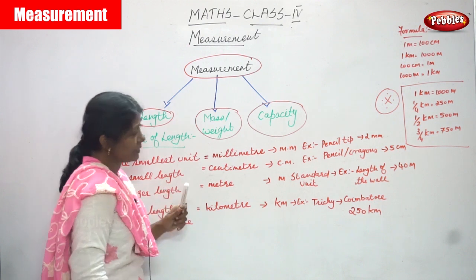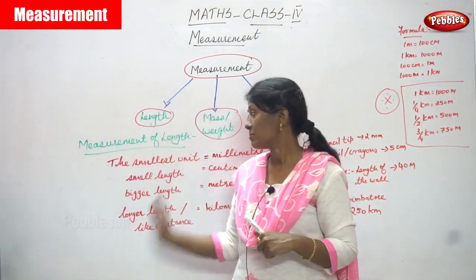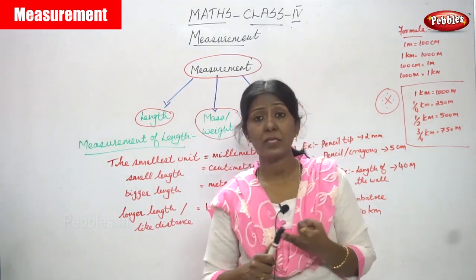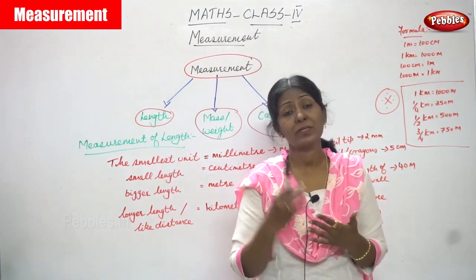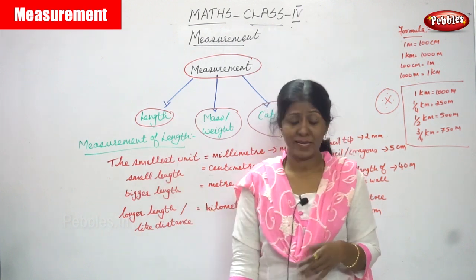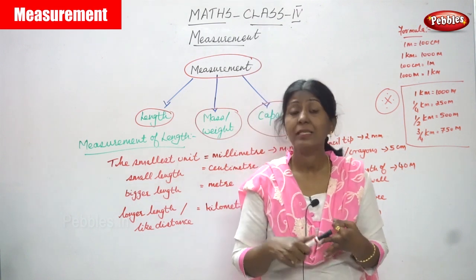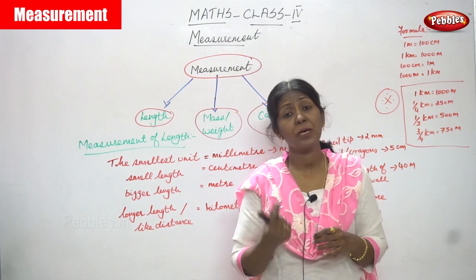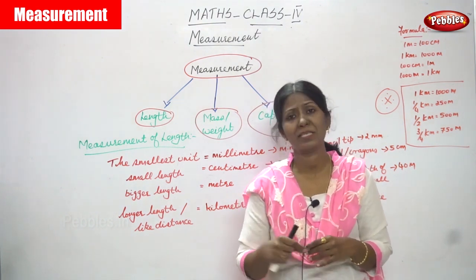So measurement of length means, first, what are the units of measurement of length? First we must know. That means millimeter, centimeter, meter, then what? Kilometer. So these are the very important units of measurement of length. The first one is millimeter, next one is centimeter, third one is meter, and fourth one is kilometer. So millimeter, if you want to measure any small object, a small thing, we have to use millimeter.